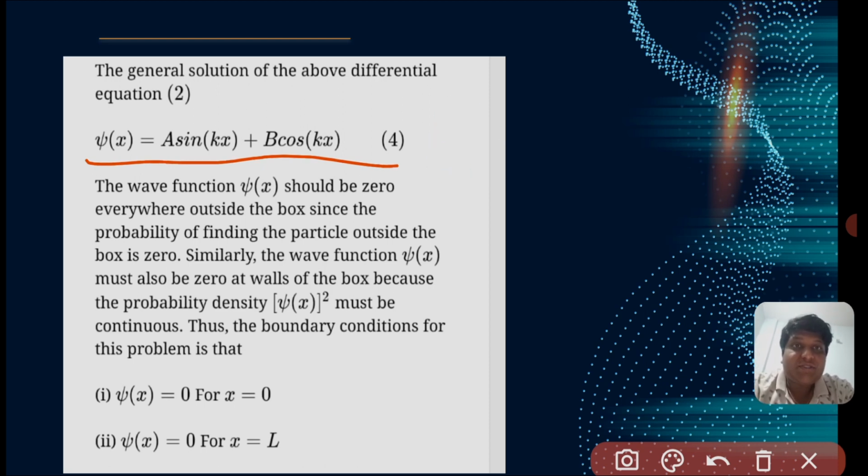The wave function ψ(x) should be 0 everywhere outside the box, since the probability of finding the particle outside the box is 0. Similarly, the wave function ψ(x) must also be 0 at the walls of the box, because the probability density ψ(x) whole square must be continuous. Thus, the boundary conditions for this problem are that ψ(x) is equal to 0 for x is equal to 0, and ψ(x) is equal to 0 for x is equal to L.